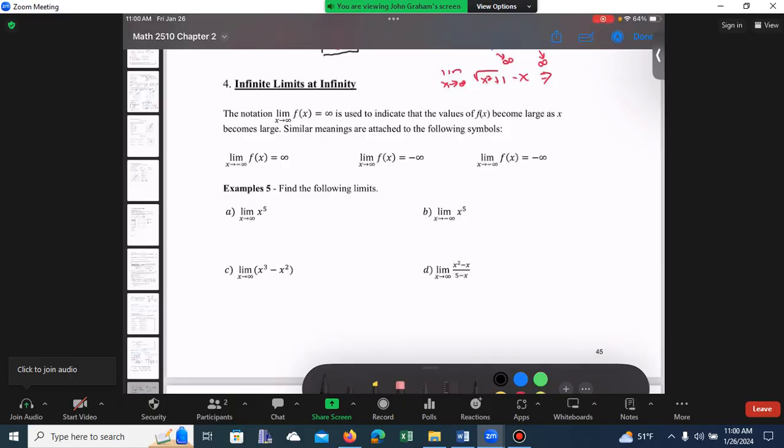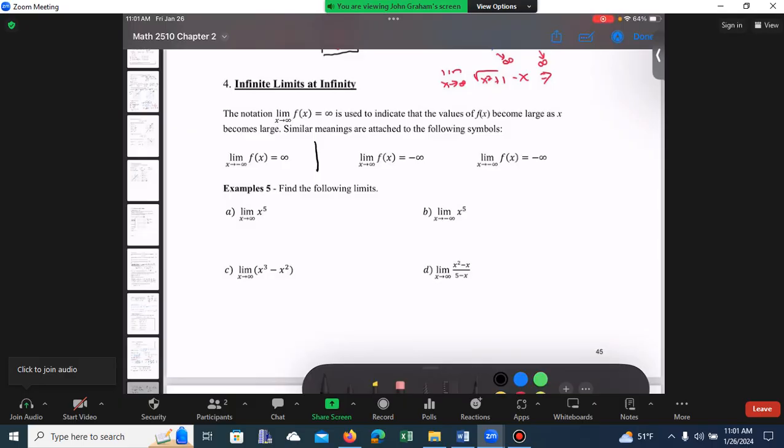All right, let's finish this out here. The notation limit as x goes to infinity of f of x equals infinity is used to indicate that the values of f of x become large as x becomes large. Similar meanings attached to the following symbols. Limit as x goes to negative infinity of f of x equals infinity. Limit as x goes to infinity of f of x equals negative infinity. Limit as x goes to negative infinity of f of x equals negative infinity.